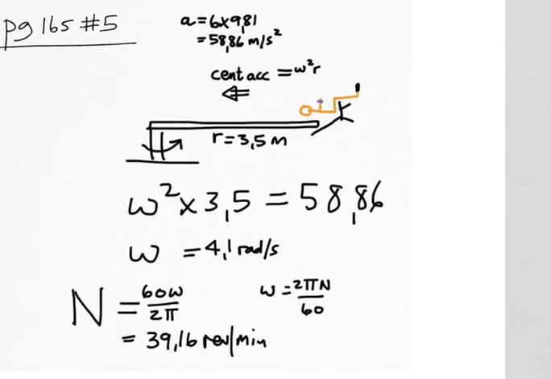They wanted the answer expressed in revs per minute, and remember that omega is 2 pi n over 60, so n is 60 omega over 2 pi. So this device must turn at 39.16 revolutions per minute for this person to experience 58.86, or 6g, of acceleration. And that acceleration would be directed towards the center, being this axis here. So at all times, the person would experience an inward acceleration of 58.86 meters per second squared.